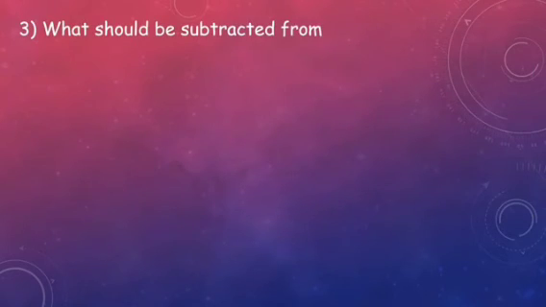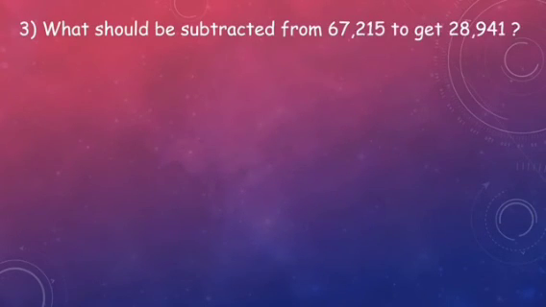Now a similar problem to what we did right now in the second one. What should be subtracted from 67,215 to get 28,941?